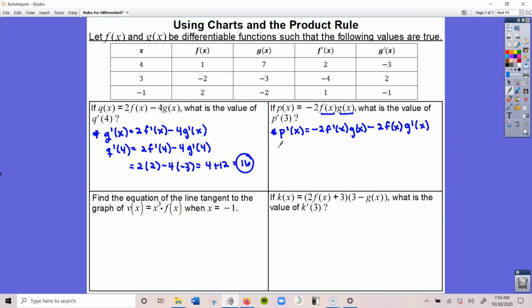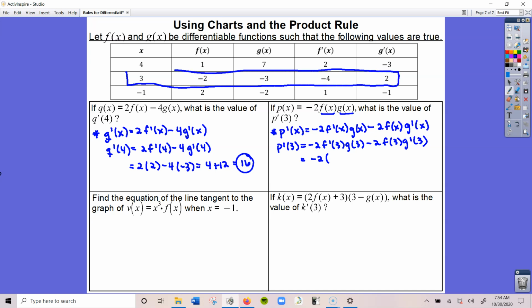Now we can plug in the 3. P prime of 3 is going to equal negative 2 f prime of 3 times g of 3 minus 2 f of 3 times g prime of 3. Now we're just going to use the chart to substitute all of these numbers. Negative 2. Now f prime of 3. This is the column, or rather the row for 3. So I'm just going to box it here so I know, because I'm looking at all of those values. So I know that I'm just using those. F prime of 3 is negative 4.